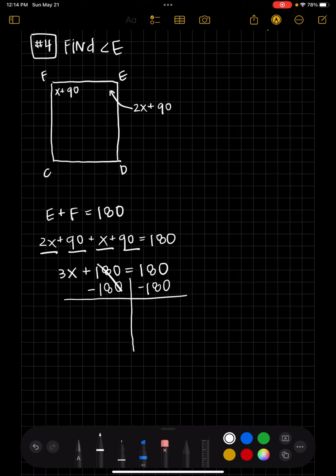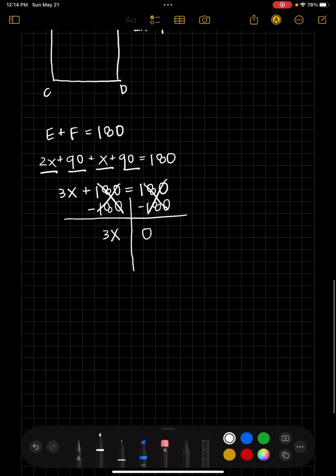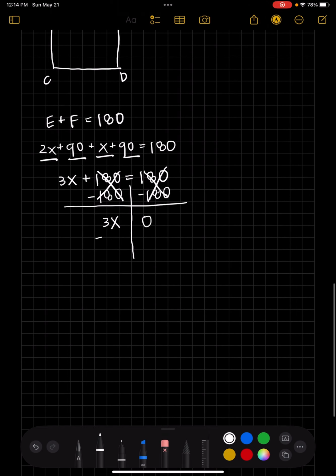And what's going to happen is the 180s actually cancel out on both sides. So when it cancels out on the left side, we can just write it as 3x. But when it cancels out on the right side, there's nothing left over on the right side, which means that it's equal to 0. Now I can still solve for that. I'm going to divide each side by 3. But 0 divided by anything is 0, so I just end up with x is equal to 0. That's totally fine. That's a normal answer.